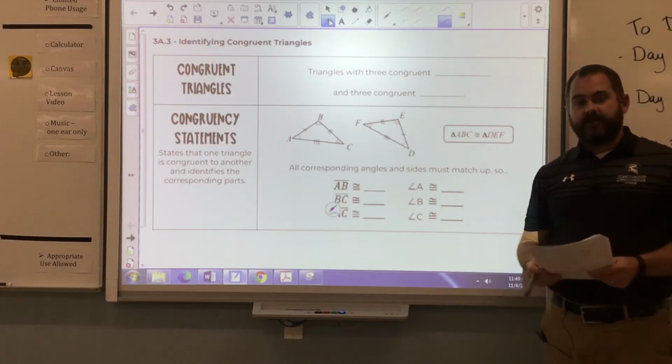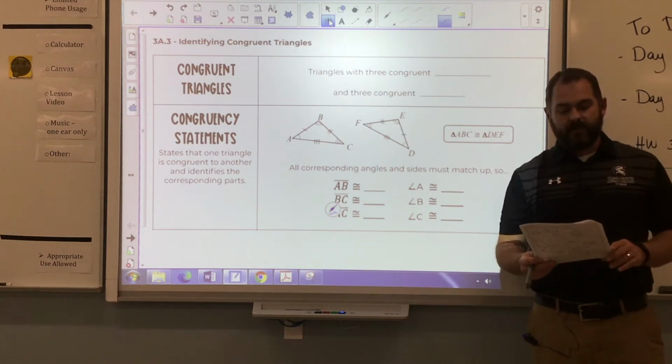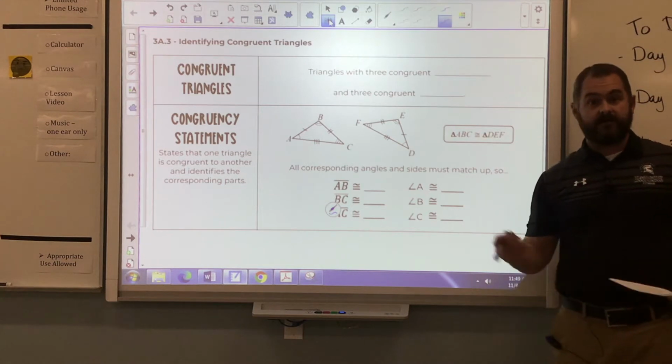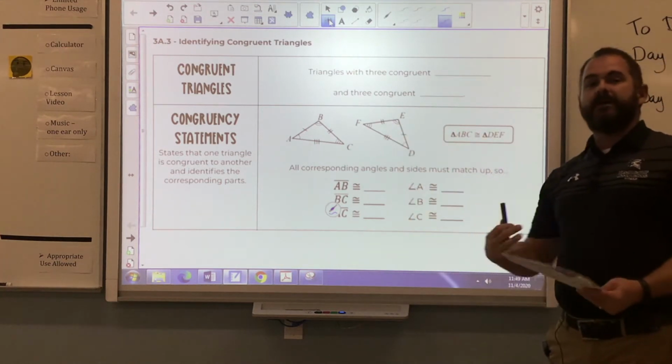In today's lesson video, we're going to take a look at lesson 3A.3. This is a short lesson where we're going to be identifying congruent triangles and explaining what that means for triangles to be congruent.